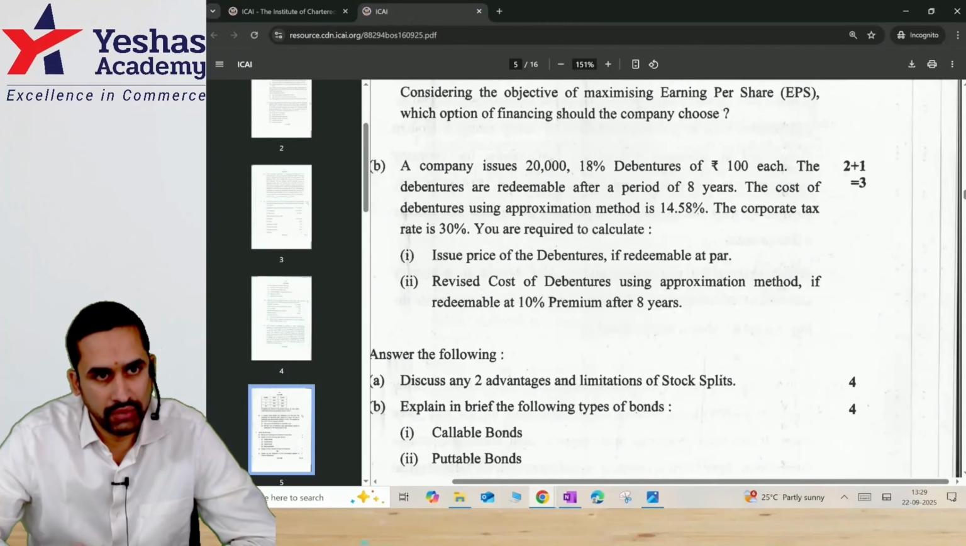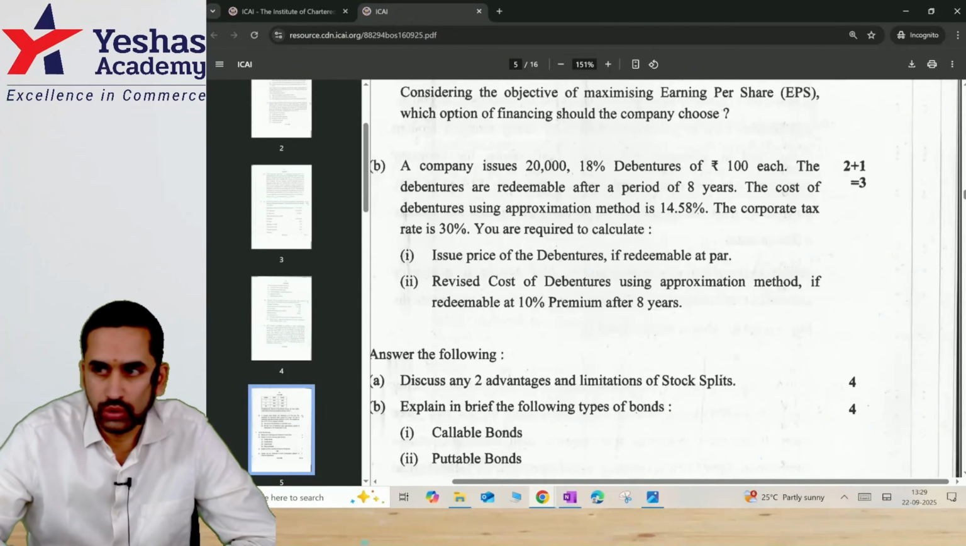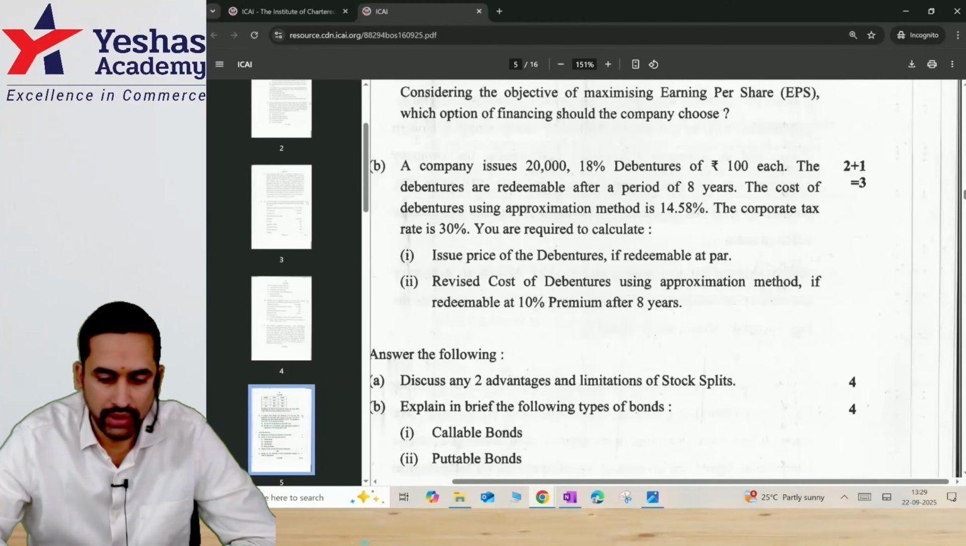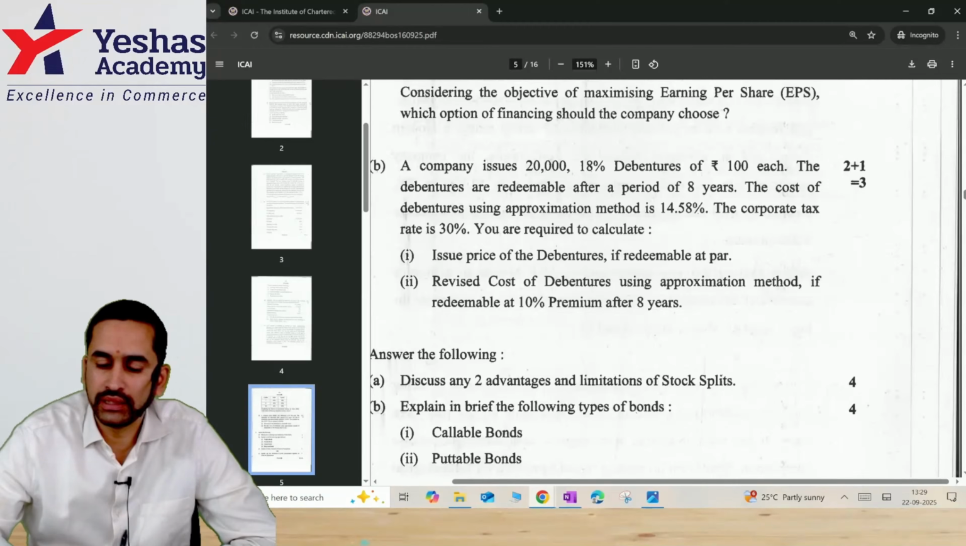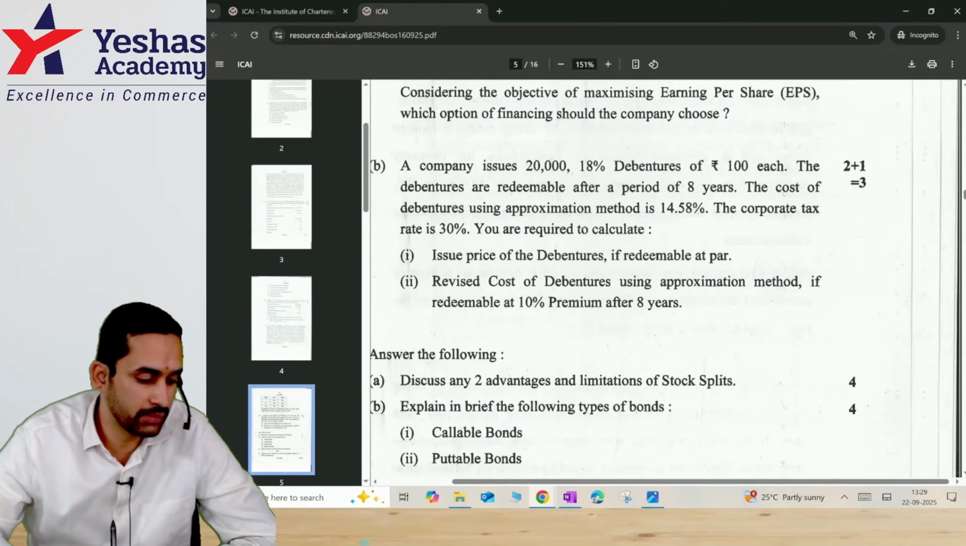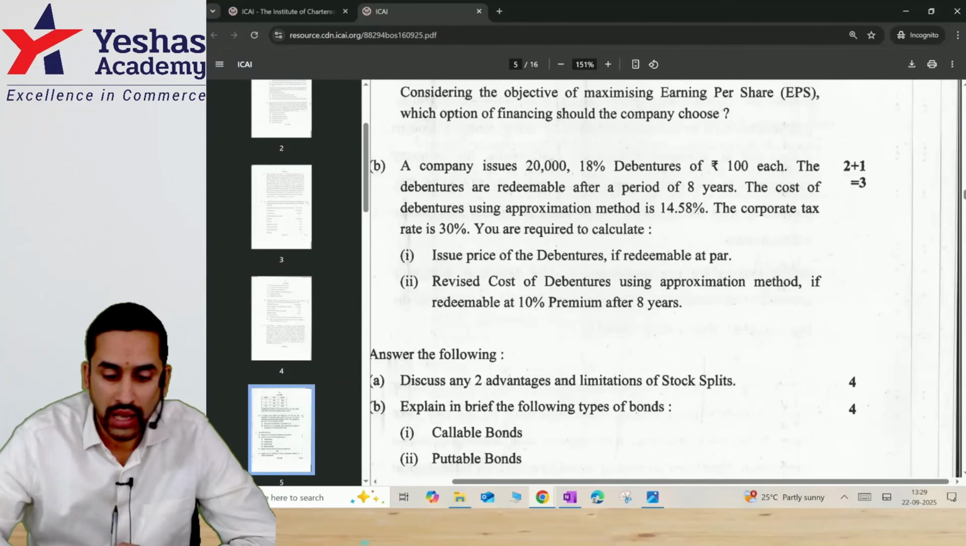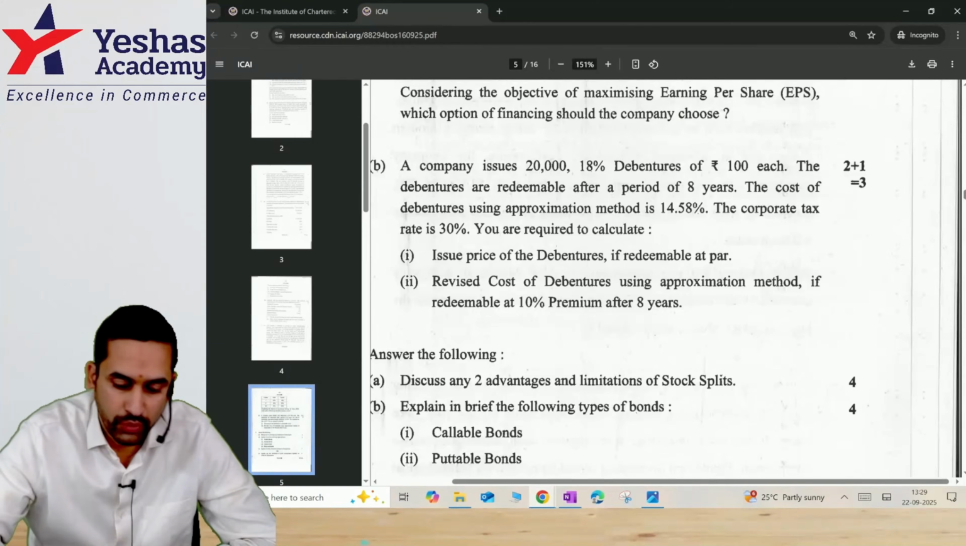Again, they have given the answer to you. You have to do reverse working. A company issues 20,000, 18% debentures of 100 each. So interest will be 18 rupees. Interest is on par value anyway. The debentures are redeemable after 8 years. So this is KD with redemption. The cost of debenture using approximation method is 14.58%. Approximation method is your formula and the answer is already given, 0.1458.